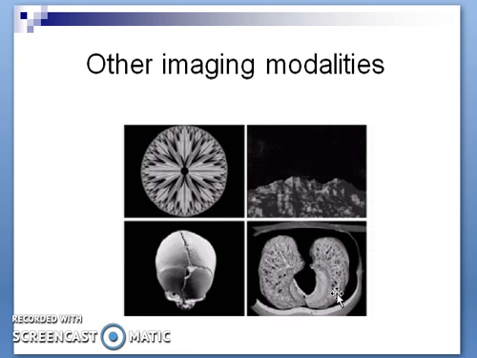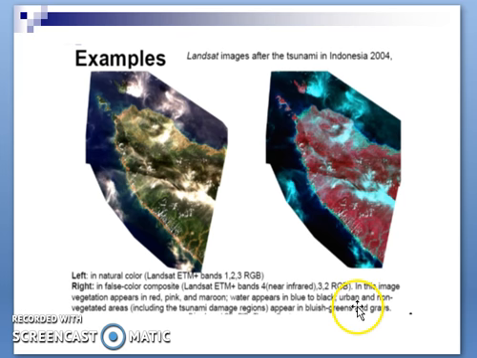Other synthetic imaging modalities, an example of synthetic based imaging. Now here is an example of Landsat images from the tsunami in Indonesia in the year 2004. On the left you can see its natural color, and this is called pseudo color, which is normally done to the original images in order to delineate or separate the region of interest from the background. So normally this type of pseudo coloring is done to make better interpretation from the original images.